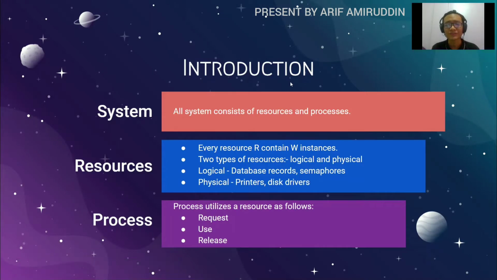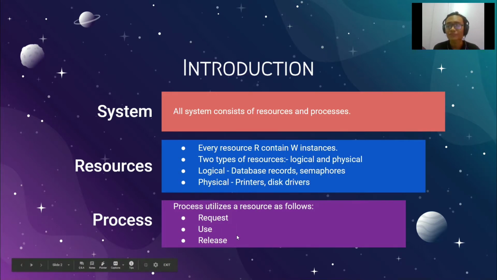As an introduction, it is known that a system consists of resources and processes, and every resource R contains W instances. There are 2 types of resources. The first one is logical and the second one is physical. An example of logical resources include database records and semaphores, while a few examples of physical resources include printers and disk drives. A process could utilize a resource by requesting, using, or releasing the resources.